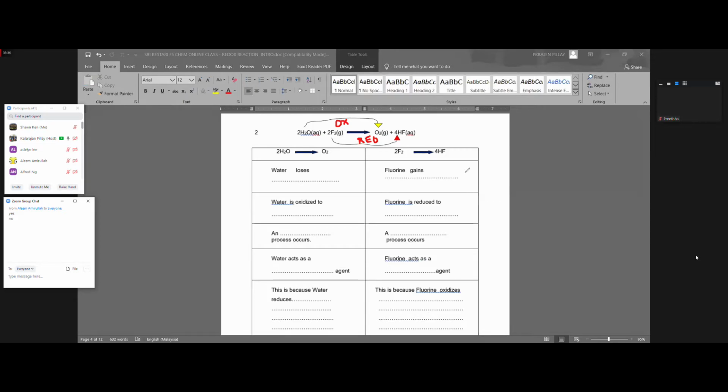H2O is water, F2 is fluorine. Fluorine is a gas. O2 is oxygen. HF is known as hydrogen fluoride. F-L-U-O-R-I-D-E, hydrogen fluoride. Teacher, but the HF is in aqueous state, so isn't it supposed to be an acid? Where, which one? HF? Yeah, it's aq, so is it an acid? Oh, okay. That means hydrofluoric. Never mind, you just put hydrogen fluoride. If you put hydrofluoric acid, then you get confused. Never mind. Just put hydrogen fluoride.